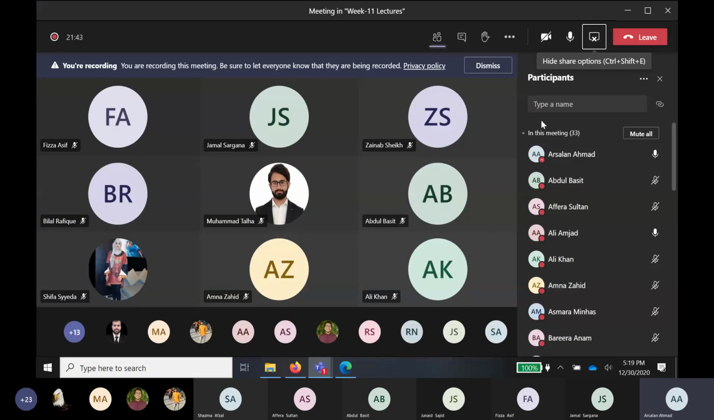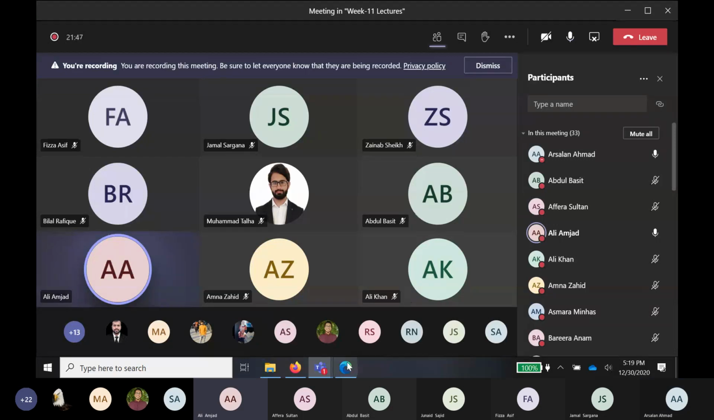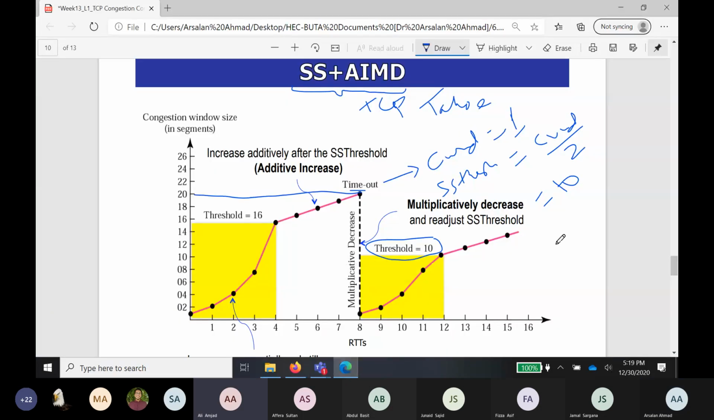Okay, yes, please, question. Sir, the question is: after the second multiplicative decrease comes, divide by 2 will not happen again, and the threshold will always stop at 10, right? Not always 10. It will not be always 10, but rather it will be whatever was the value at timeout.